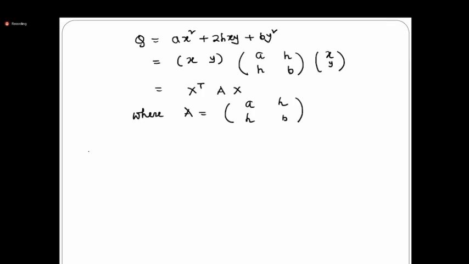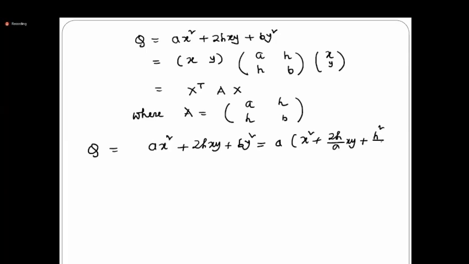Now again I am going to write down the quadratic form. Q is ax square plus 2hxy plus by square. Can you write it in this way: if you take a as common, then x square plus 2(h/a)xy, plus, and if I factorize it, I can write this as h square by a square into y square, plus by square minus h square divided by a square y square.